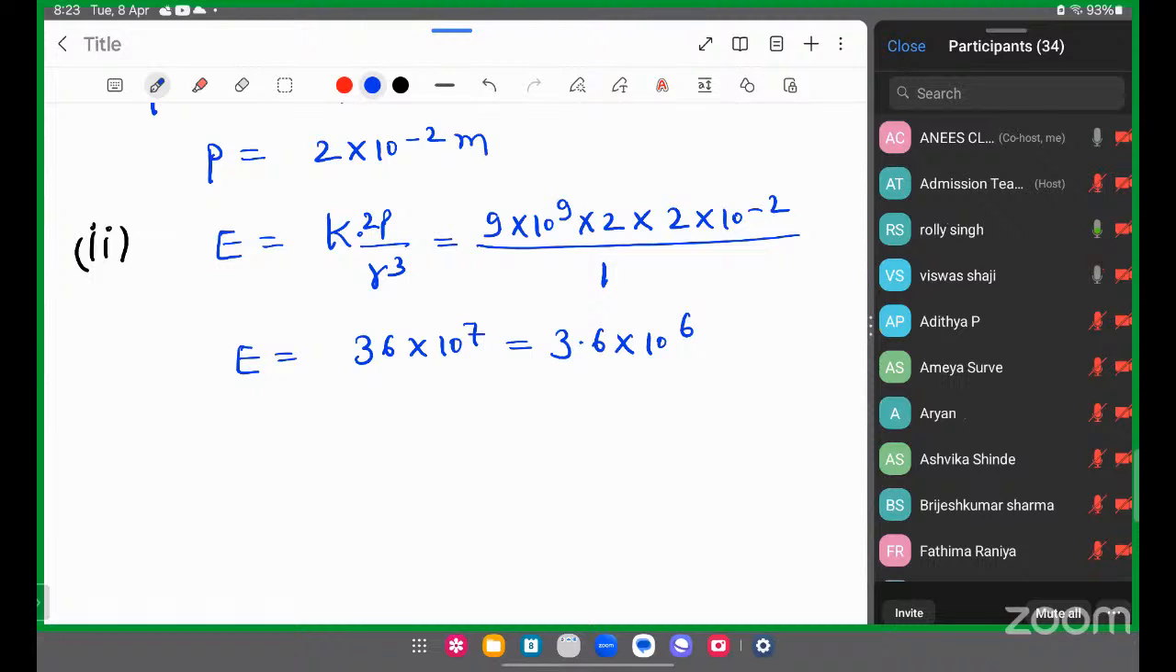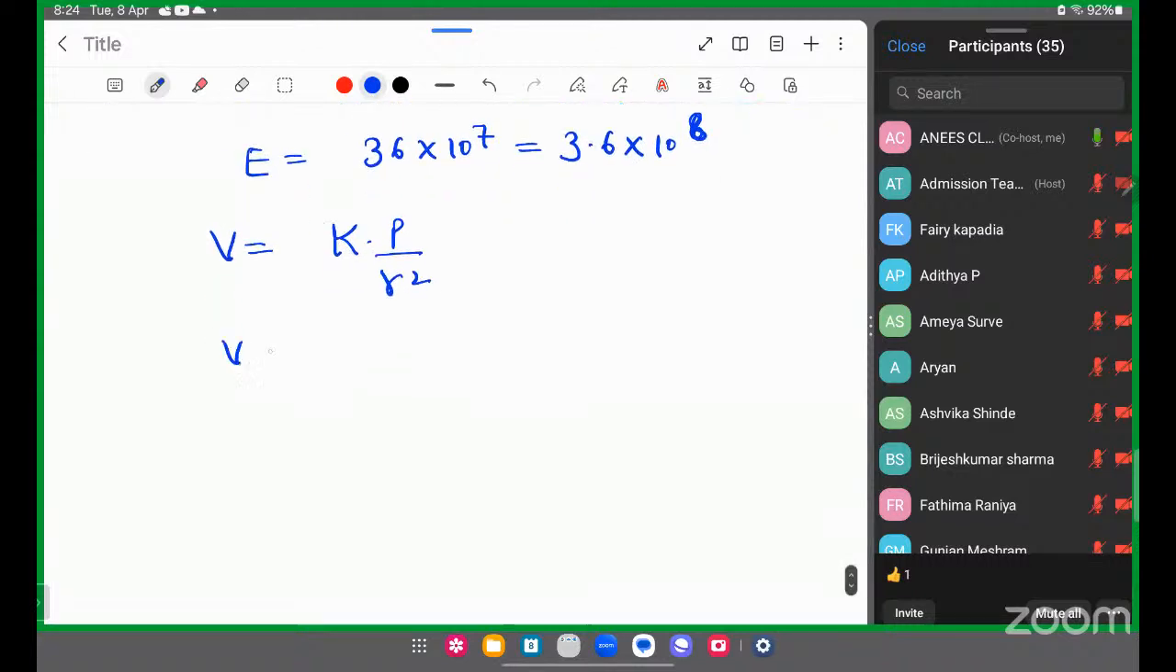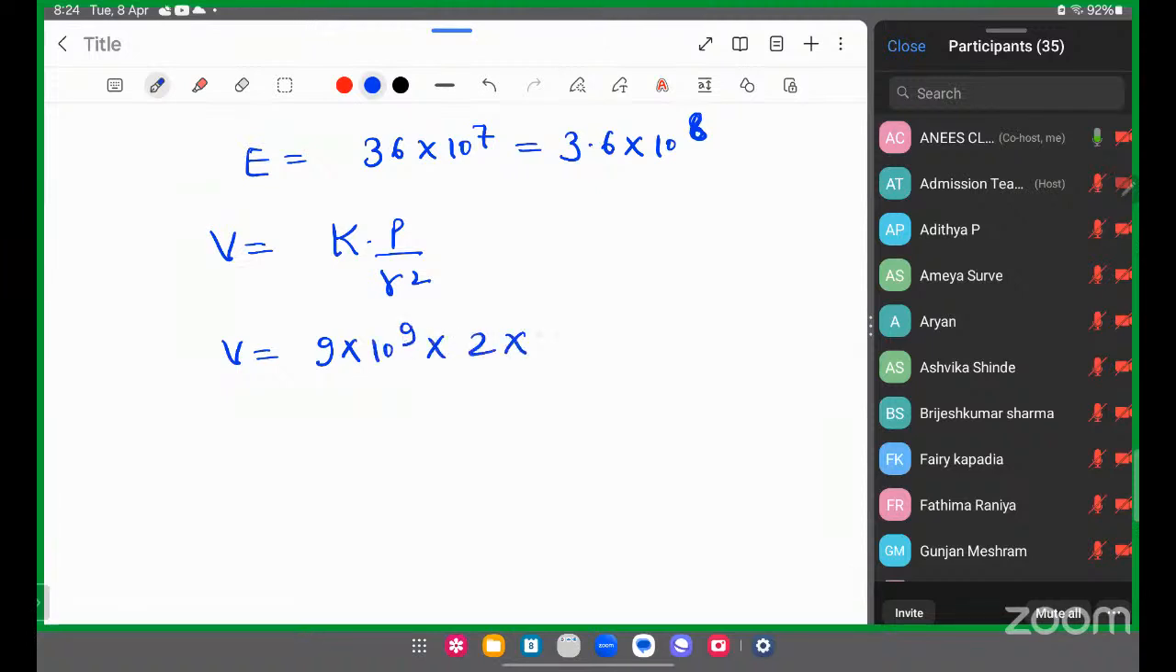Yes, sir. I'm sorry, this will be 8. For potential, we have the formula K P by R squared. Again we can find the value. This will be 9 into 10 raised to power 9, P is 2 into 10 raised to power minus 2, and R is 1 in standard units. So this will be simply 18 into 10 raised to power 7, or 1.8 into 10 raised to power 8. Understood?